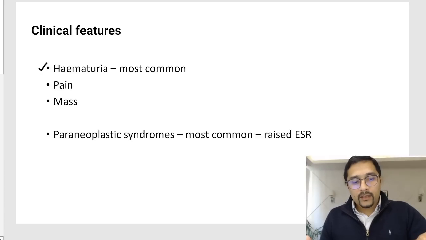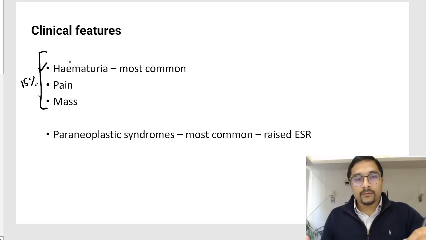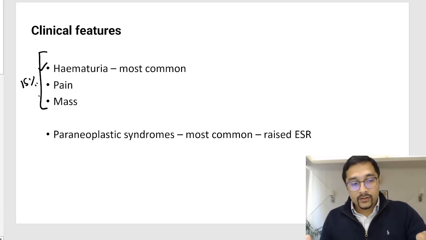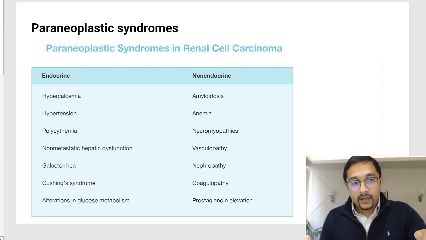Hematuria is the most common clinical feature of RCC. Pain and mass are the other clinical features. This typical triad is only seen in 15% of patients. The most common symptom is hematuria. Paraneoplastic syndromes are also common in RCC, and the most common is raised erythrocyte sedimentation rate. These are the other paraneoplastic syndromes. You really don't need to remember them for the FMG exam.